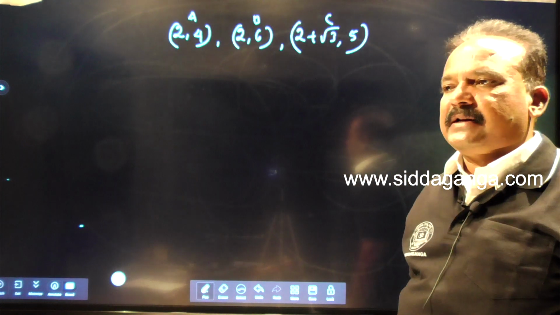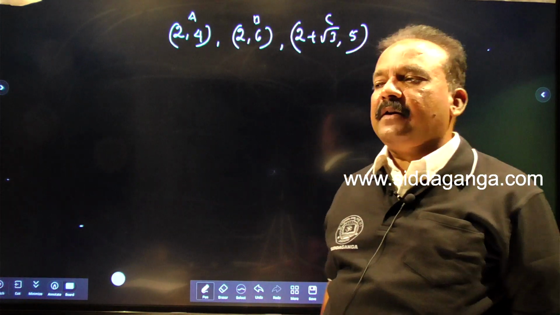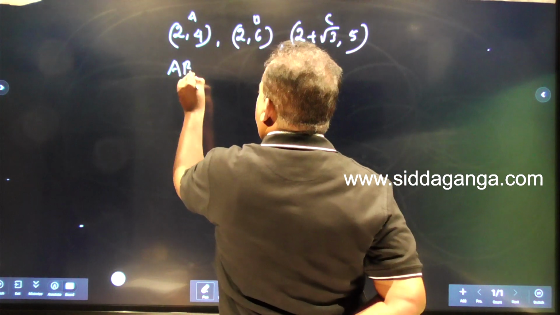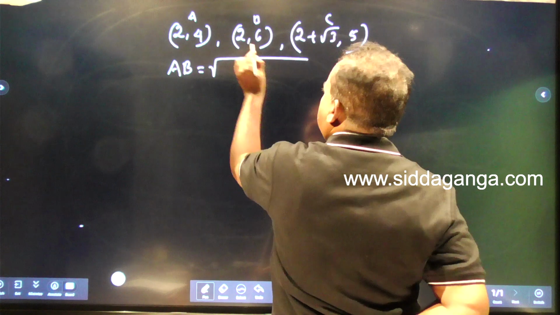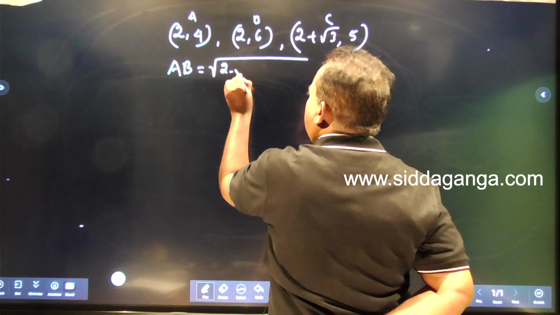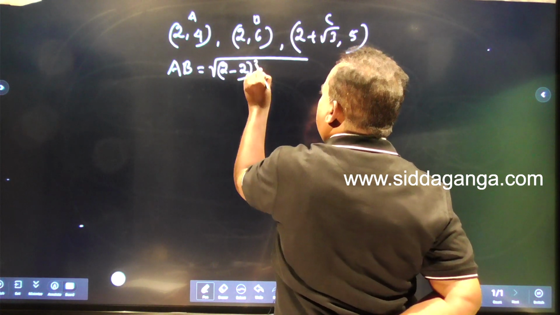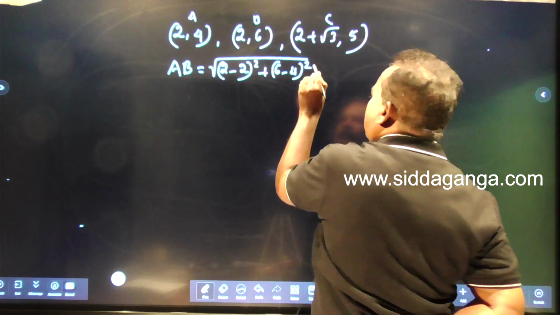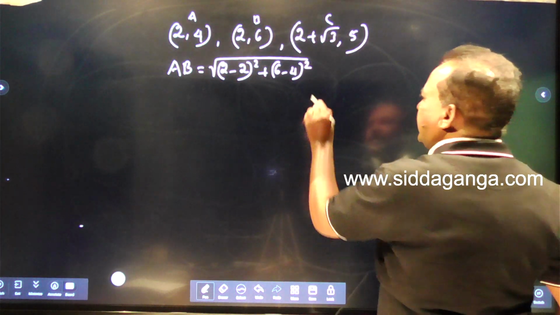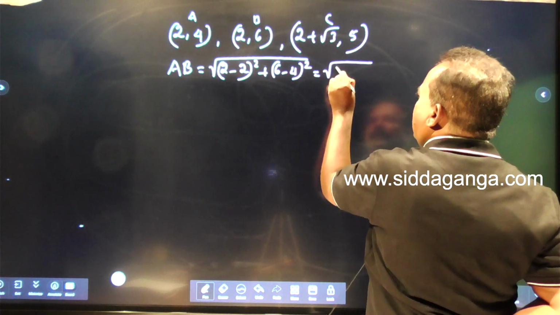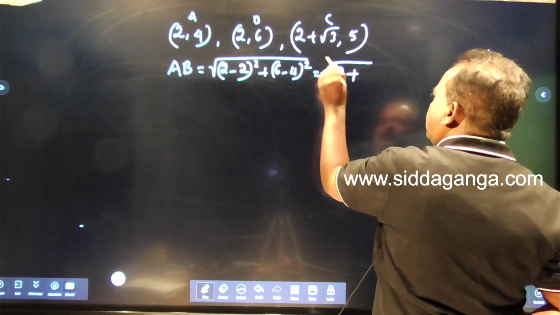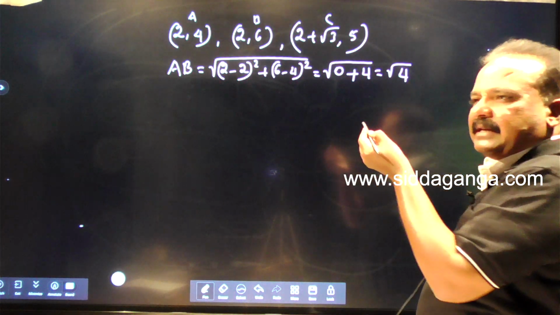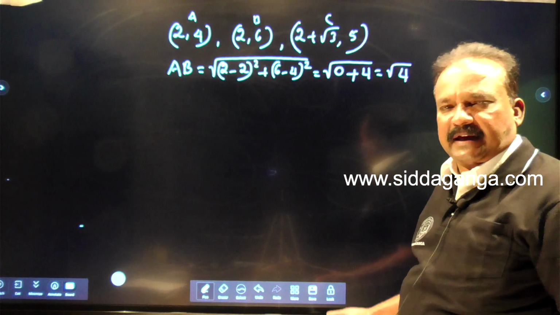You have to show that all the three sides of the triangle are equal. So what is AB? Square root of x2 minus x1, 2 minus 2 whole square, plus y2 minus y1, 6 minus 4 whole square. 2 minus 2 is 0 square is 0. 6 minus 4 is 2. 2 square is 4. So root 4. You can keep it as it is or you can simplify. No need of simplifying here.